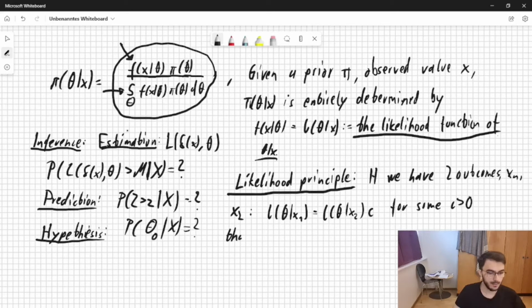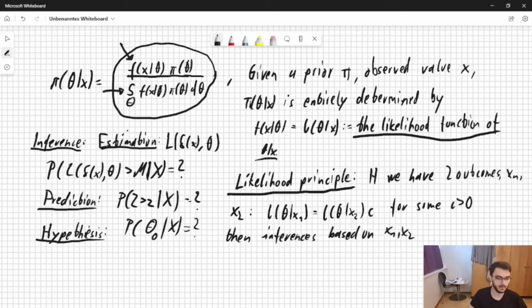Then inferences, every kind of inference based on x1 or x2 should be the same, or even have to be the same. Okay, where does the c come from? Well, if you plug c times something in here, and you plug c times something in here, the c cancels out, so we don't care about the c.